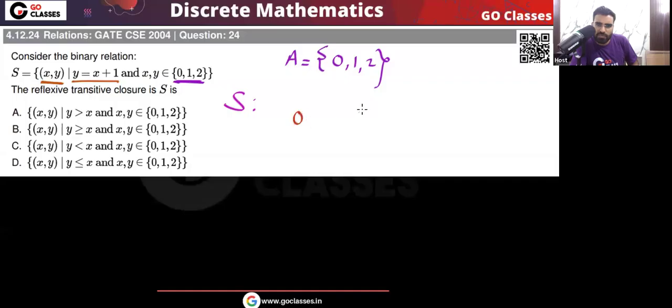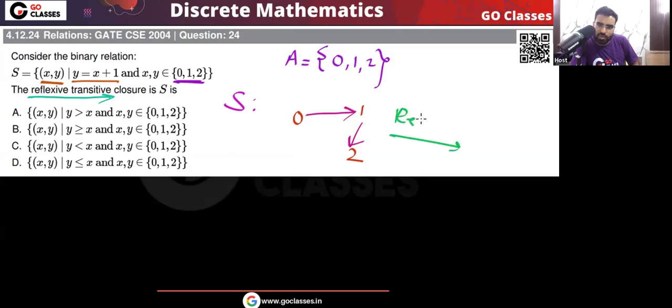So in the relation S we have 0, 1, 2. These are the elements in the base set. Now you can see x is related to y when y is equal to x plus 1. So 0 will be related to 1, and 1 will be related to 2. That's it. This is the graph representation of S. Now the question is asking us to find the reflexive transitive closure. So first you can find the reflexive closure, then the transitive closure, or first the transitive closure, then the reflexive closure. Both are fine. So from here, first you can find the reflexive closure.